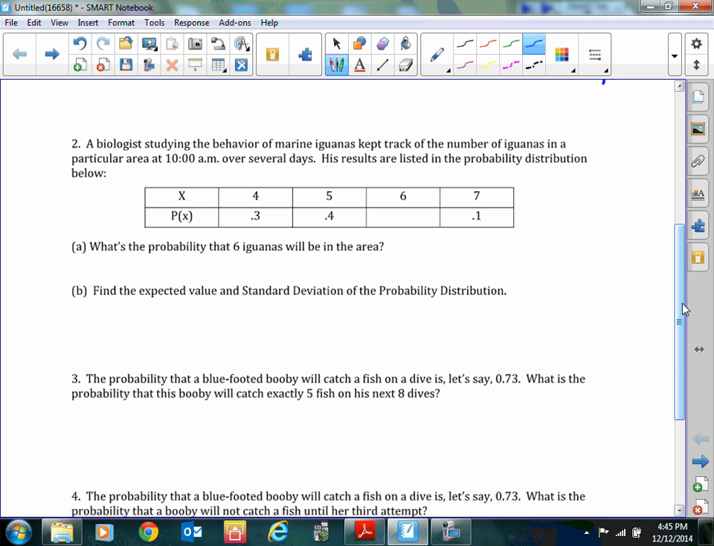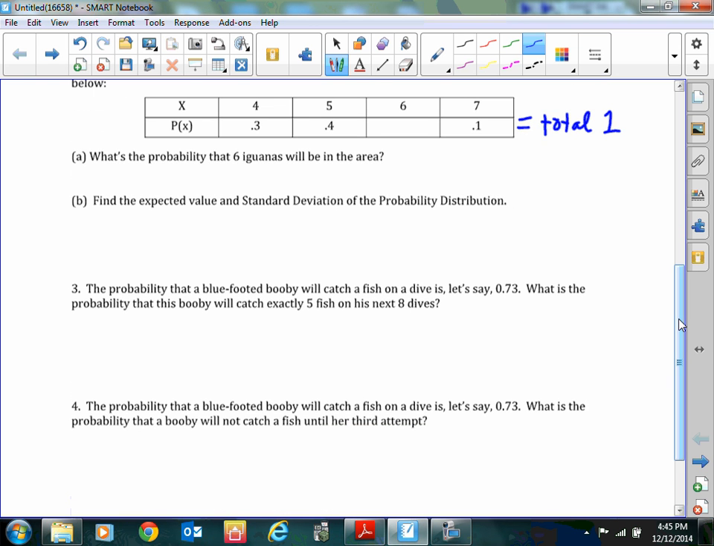All right, on this one, these probabilities should total to 1, so that's how you find what's missing. And then here, to find the expected value, that's the mean, and the standard deviation of this chart. Remember, you're going to put this into list 1, this into list 2, and you're going to do one variable stats of L1, comma, L2, and that will then give you your mean and your standard deviation.